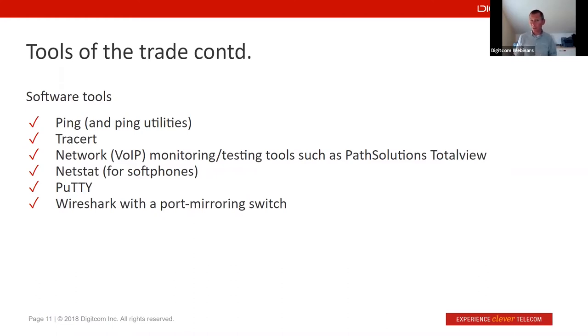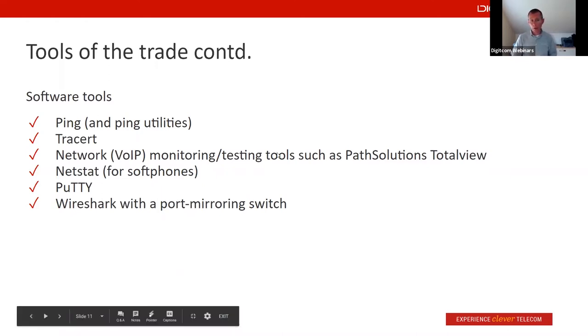PuTTY, of course, is useful because lots of things, like this network switch, have a GUI on them. But if I really needed to get into the nitty gritty of it, most definitely I need to connect using PuTTY, right? Using Telnet or something to that effect, which of course is what PuTTY is good for. And then Wireshark with a port mirroring switch. So the other key tool, as we discussed.